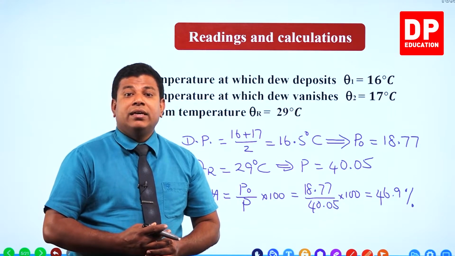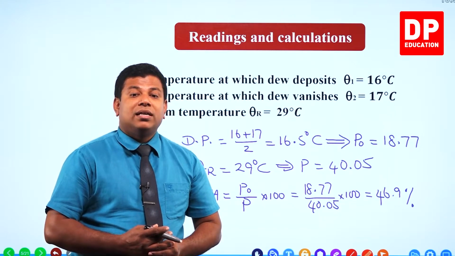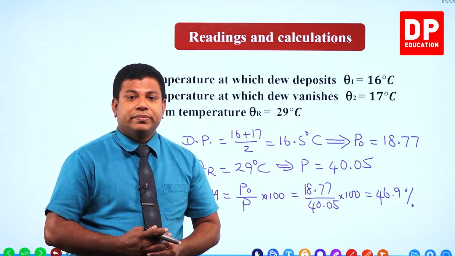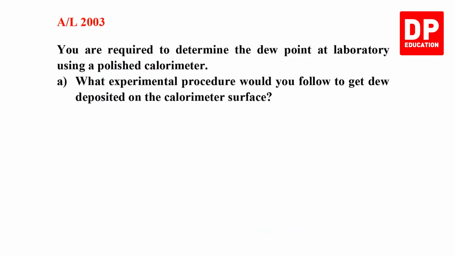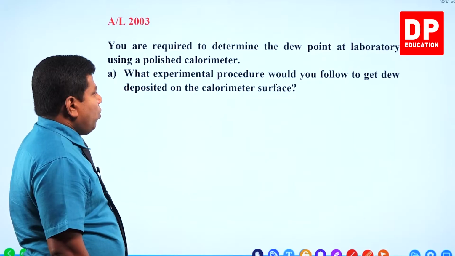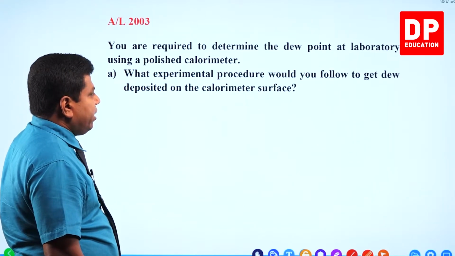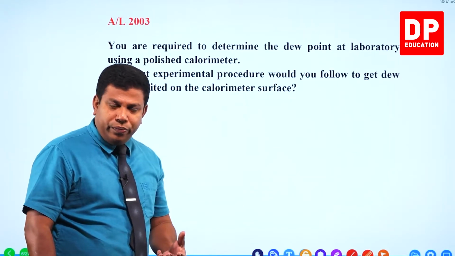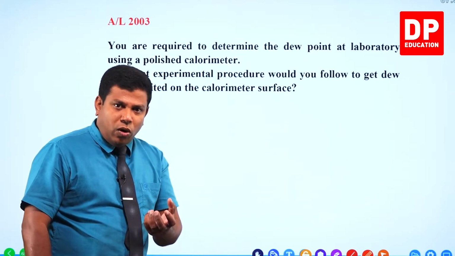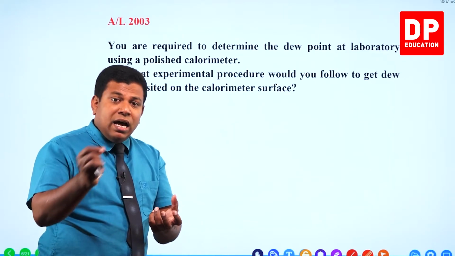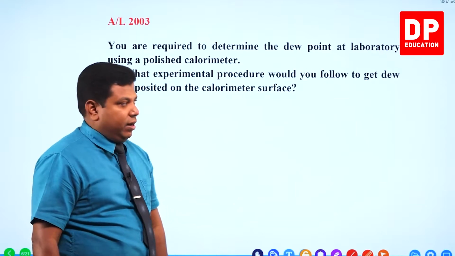Now, let us see some questions from past exam papers. See, I have taken 2003 past paper for you. You are required to determine the dew point at laboratory using a polished calorimeter. What experimental procedure would you follow to get dew deposited on the calorimeter surface? What did we do? We filled the calorimeter with water and we were adding ice chips one by one.